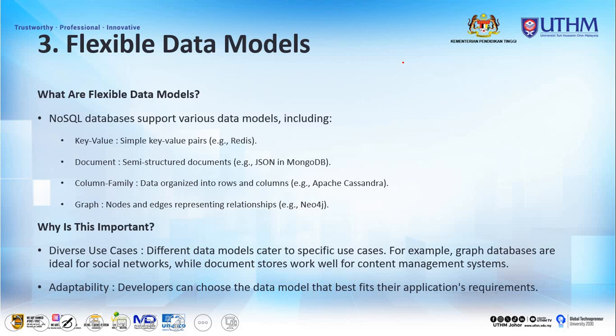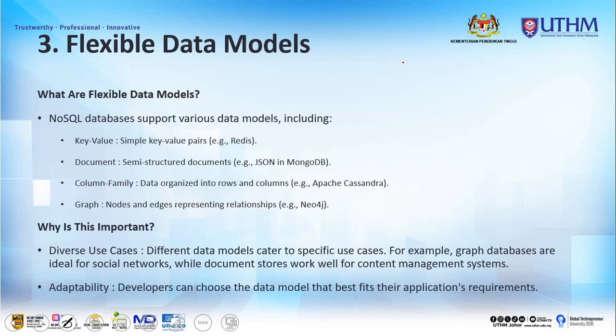What are flexible data models? Okay, the third characteristic is flexible data model. NoSQL supports various data models, including key value, document, column family, and graph based. Okay, why is this important? Diverse use cases. Different data models cater to specific use cases.